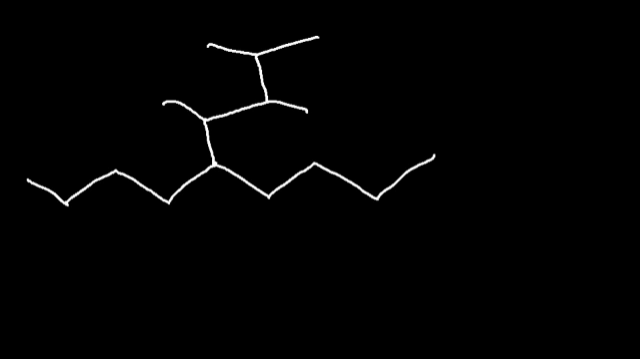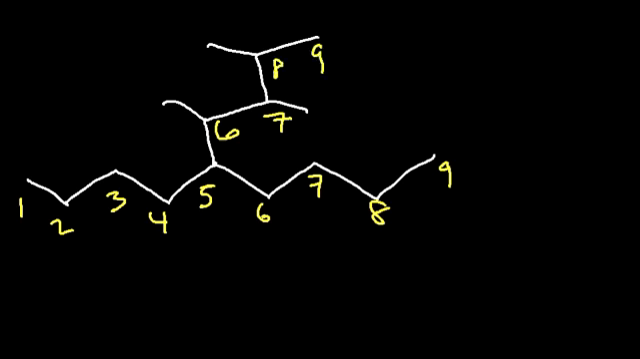So go ahead and try that one. So let's identify the longest chain. 1, 2, 3, 4, 5, 6, 7, 8, 9, or we can count it this way, 6, 7, 8, 9. So the 2 chains are equal. So which route should we take? Should we go this way, or should we go this way?